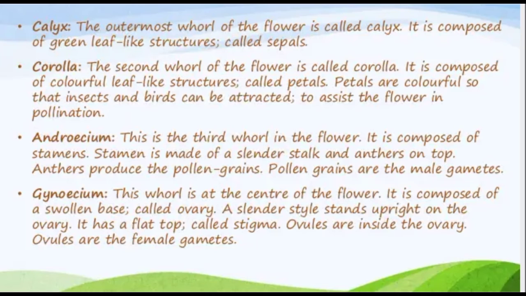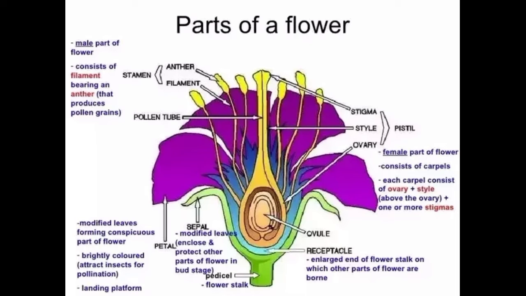What is calyx? These are the outermost parts of the flower. They are green in color, leaf-like structures, also known as sepals. Their function is to protect the flower in bud condition. Next, you can see the colorful leaf-like structure, that is the corolla, also known as petals. They are found in various colors, and their bright color serves to attract insects for pollination. What is pollination we will study. Actually, it's the transfer of pollen grains from anther to stigma.